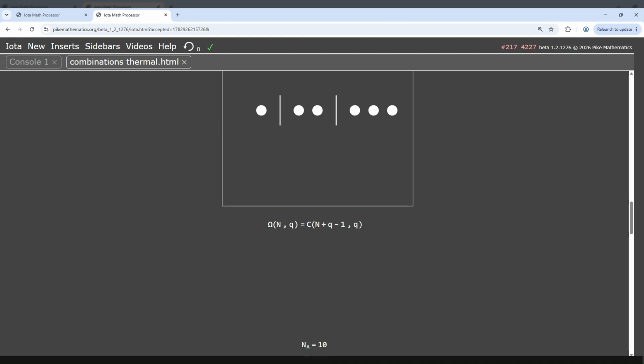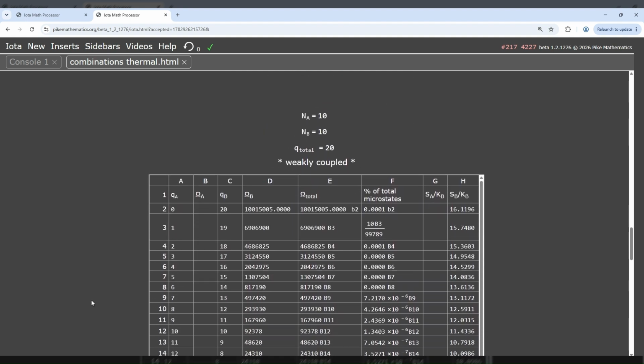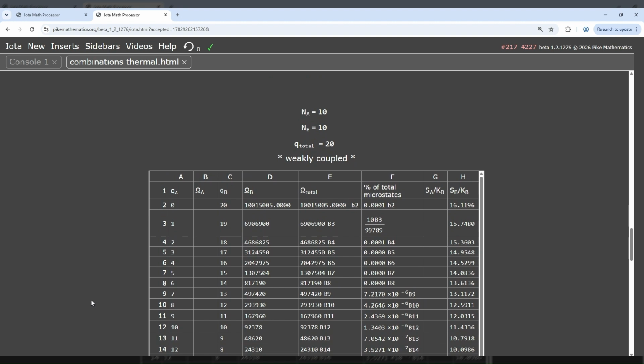Okay, let's look at a little more complicated example. I pulled this example from An Introduction to Thermal Physics by Daniel Schroeder. It's on page 59 of chapter 2.3, problem 2.8. Here's the setup. We have two solids, solid A and solid B. Solid A has 10 oscillators, and solid B has 10 oscillators. And there are a total of 20 energy units to work with.